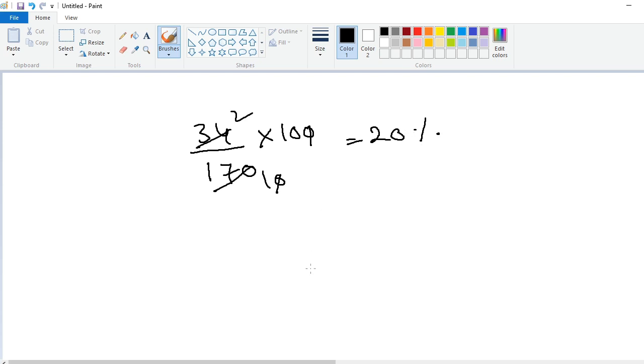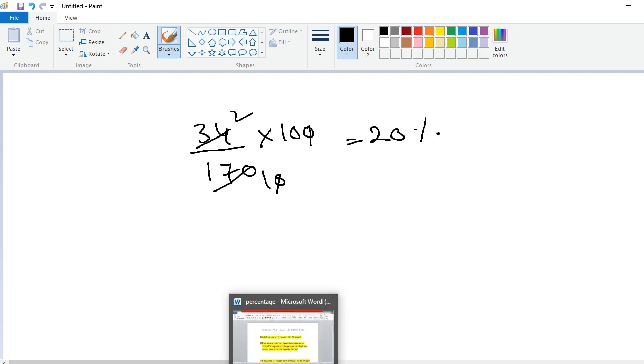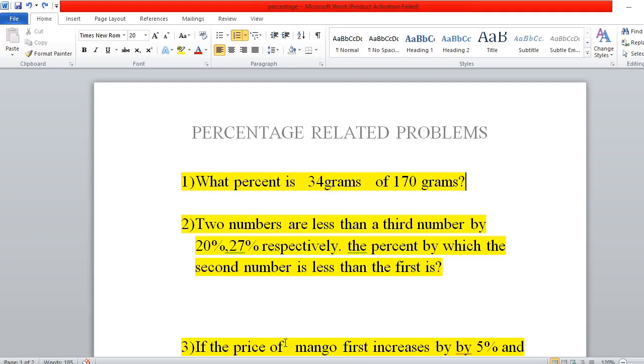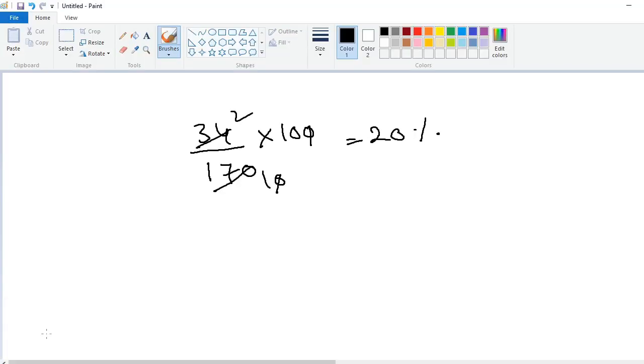Just observe the question: what percent is 34 grams of 170 grams? After "of" comes 170, that's why 170 is in the denominator and 34 is in the numerator, multiplied by 100. 34 by 170 into 100 is equal to 20%. Next question.